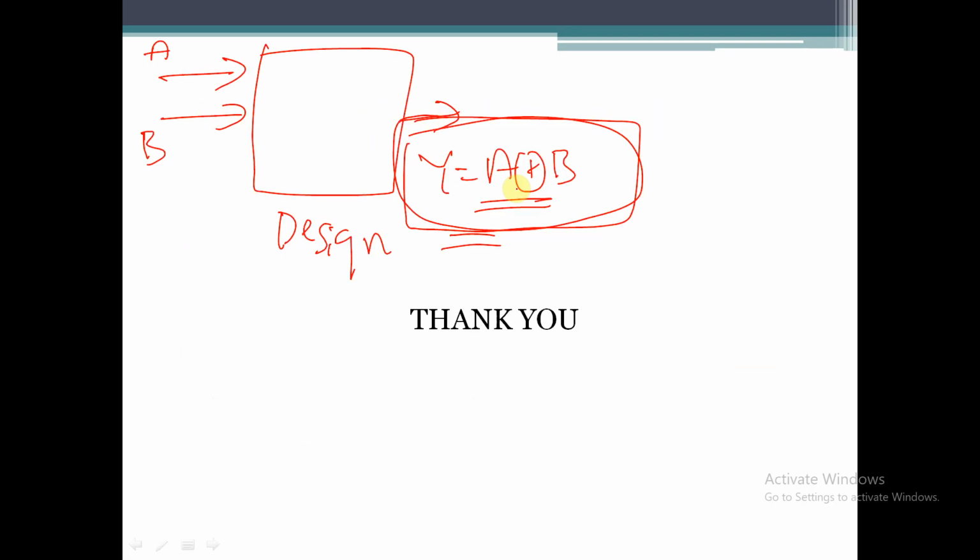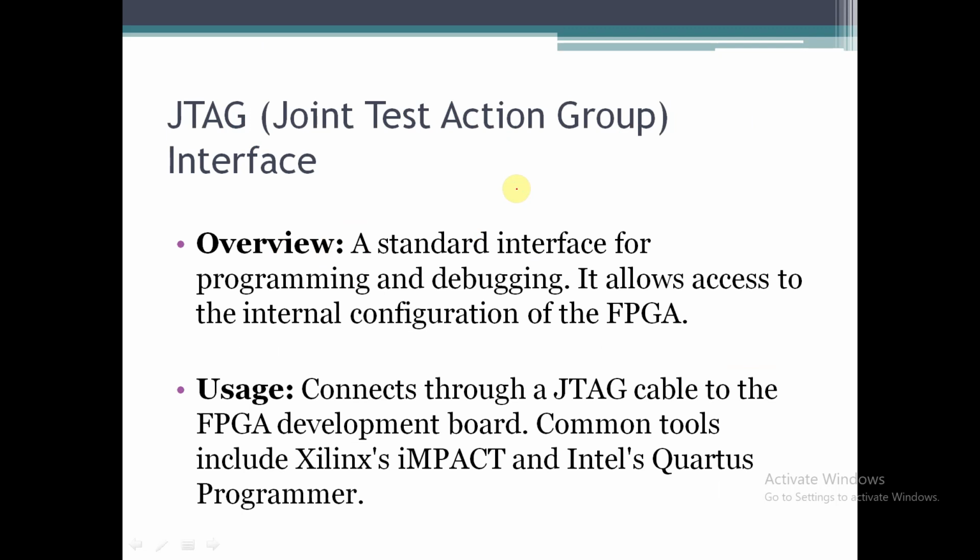So coming to JTAG, it is the Joint Test Action Group interface. In the previous session, we saw that using the Vivado tool, we generate the bitstream file, that is the dot bit file. If we want to store that file into the FPGA so that our FPGA can be configured, what we are going to use is the JTAG interface. Using this JTAG, we can program or configure our FPGA. It will be a hardware.